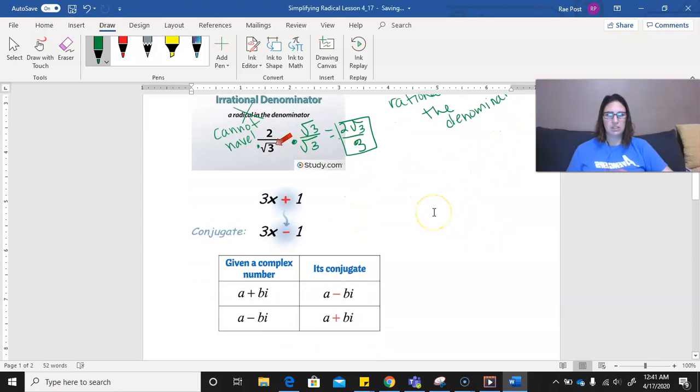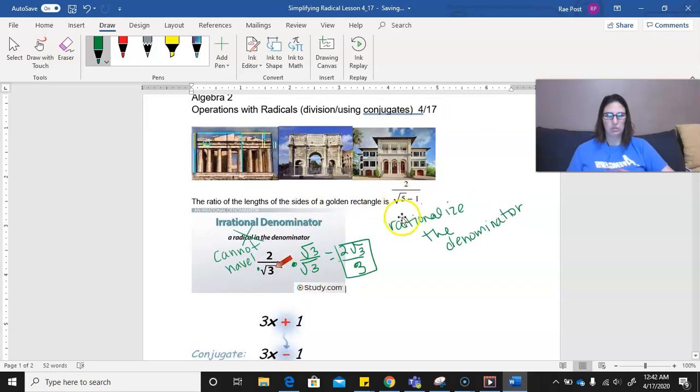The only difference is that it's a little bit of an extra step because your denominators are going to look like this, but with a square root on them. So they're going to look like the square root of 3 plus 1, or in this example with the golden rectangle, the square root of 5 minus 1. So you see how it's a binomial?